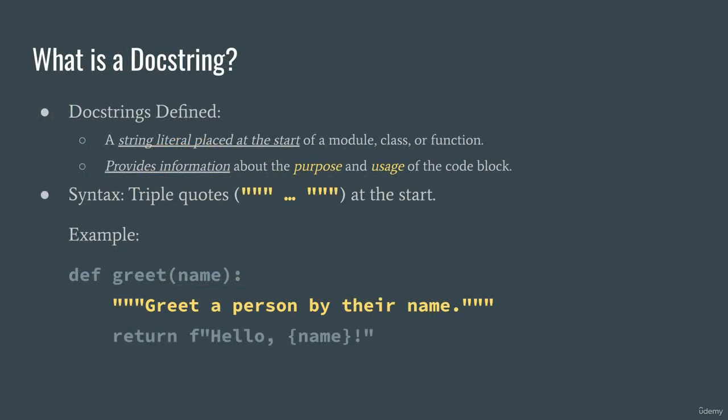A docstring is a string literal placed at the start of a module, class, or function, and it provides information about the purpose and usage of that code block. To write a docstring, you use triple quotes at the start of the block.